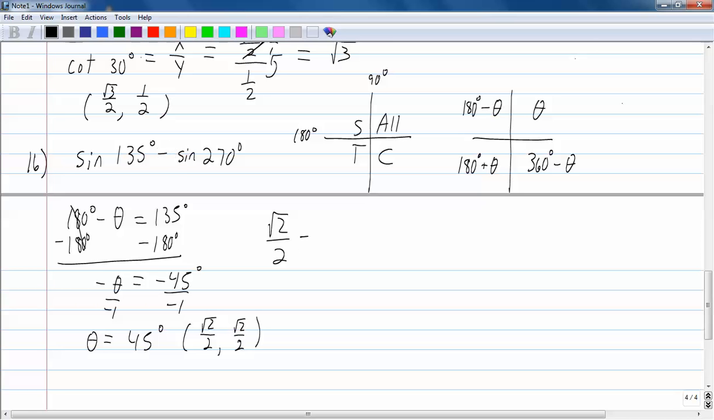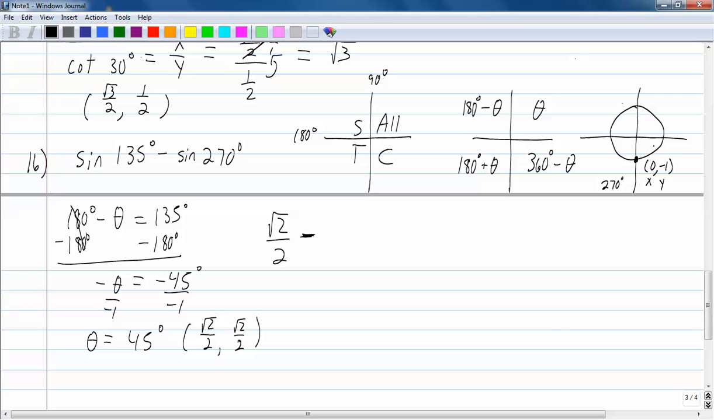Minus the sine of 270 degrees. 270 degrees is a quadrantal angle. The way we can remember the values for the quadrantal angles is by using the unit circle. 270 degrees is on the negative y-axis on the unit circle. That's the point 0, negative 1.